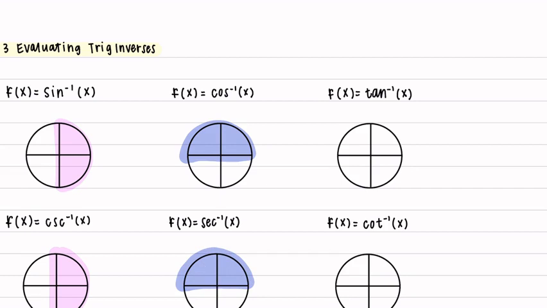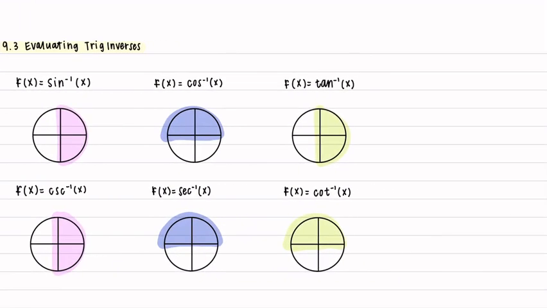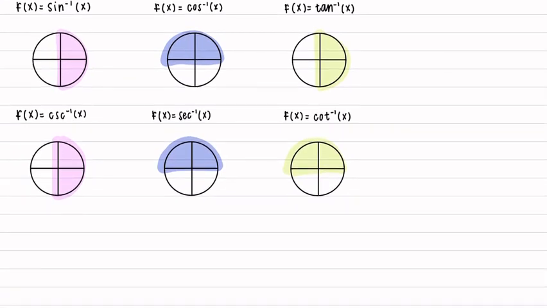And then tangent is a little bit different. Inverse tangent is in quadrant 1 and 4. But inverse cotangent is in quadrant 1 and 2. So that's something to be aware of when it comes to evaluating. All right, so we're going to be referencing this information throughout our notes for today.